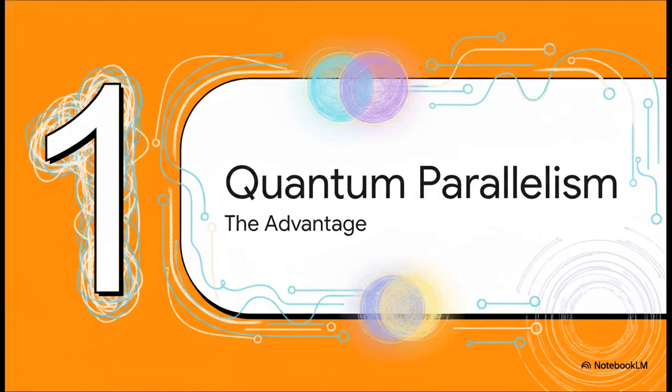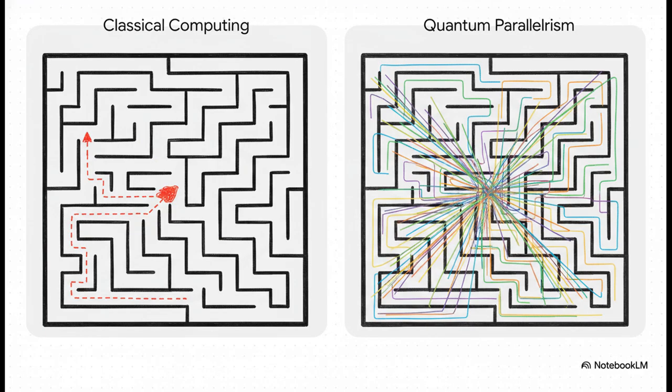Okay, part 1, the quantum parallelism advantage. This is where we beautifully contrast classical computing with the sheer weirdness of the quantum world. Imagine you're stuck in a giant maze. A classical computer is forced to use serial processing. It tests one single computational path at a time. It walks down a corridor, hits a dead end, turns around, and tries another. Honestly, it's incredibly tedious. But quantum parallelism is like dropping a clone of yourself into every single corridor of that maze at the exact same moment.